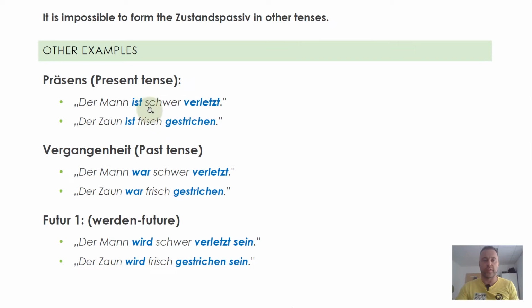We convert this one into its future version. So we add werden and put the auxiliary verb to the end of the sentence. Der Mann wird schwer verletzt sein. So the man will be heavily injured. Der Zaun wird frisch gestrichen sein. The fence will be freshly painted. And that's Zustandspassiv, status passive in German.